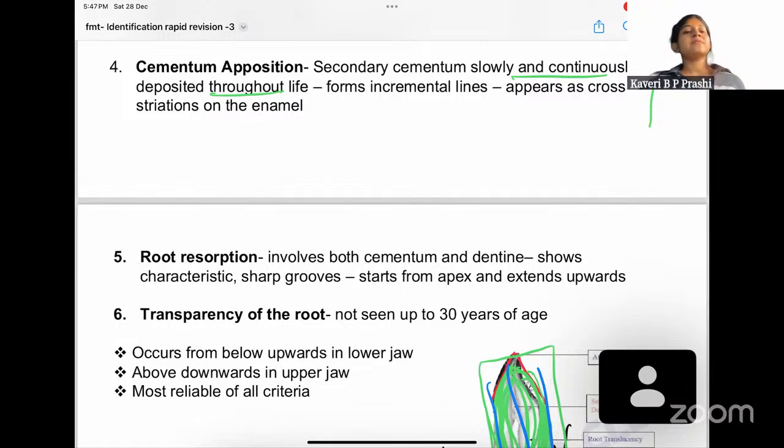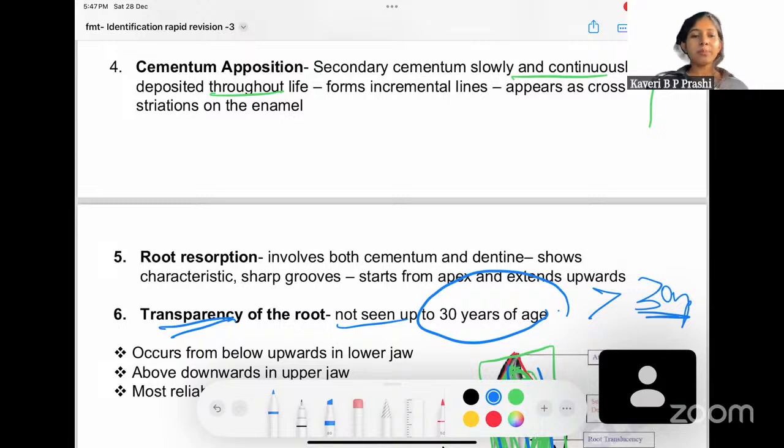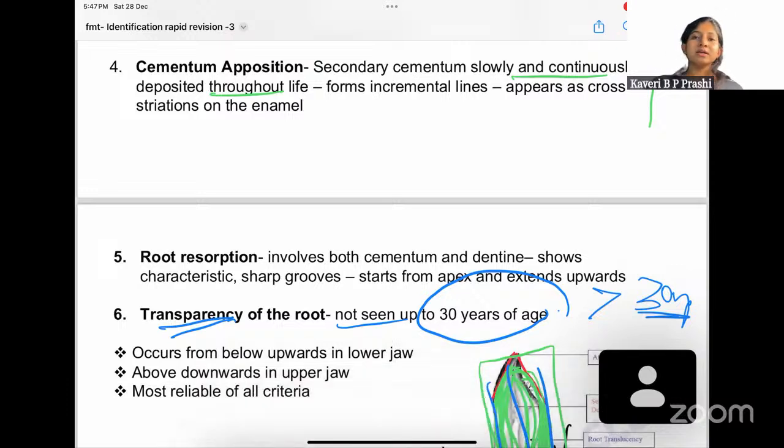And then we also have transparency of the root. Remember, transparency is not seen up to 30 years of age. That is, only after the person is above 30 years can you see this transparency. This transparency occurs from below upwards in the lower jaw and from above downwards in the upper jaw. And this transparency of the tooth is the most reliable sign. So in your MCQ or in your viva, they might ask you what is the most reliable of all the criteria in Gustafson's method? Remember, it is transparency of the root that starts only after the person is 30 years.